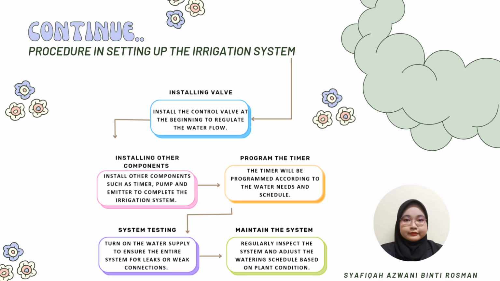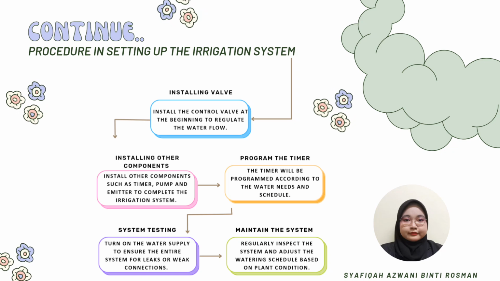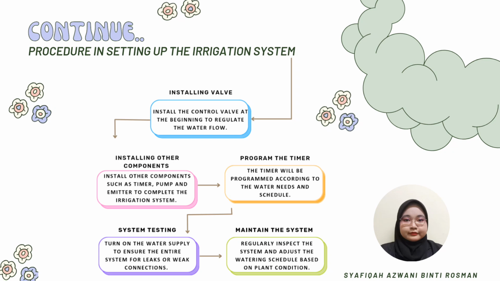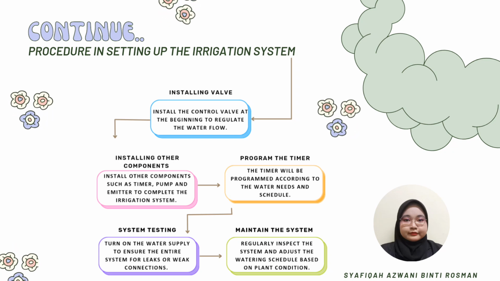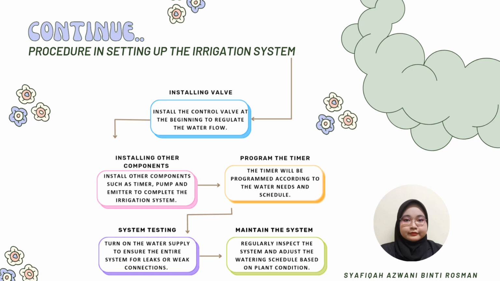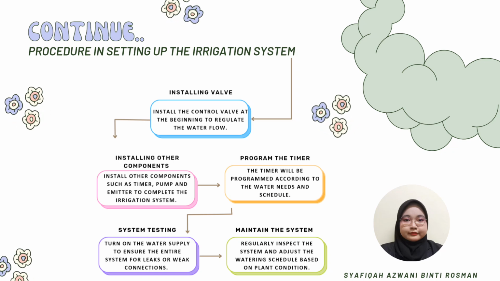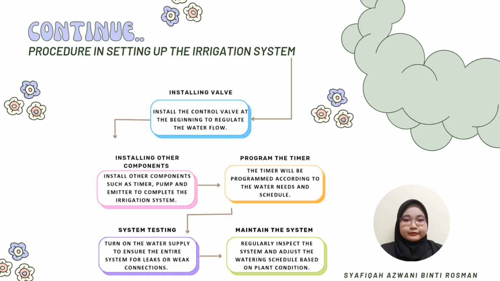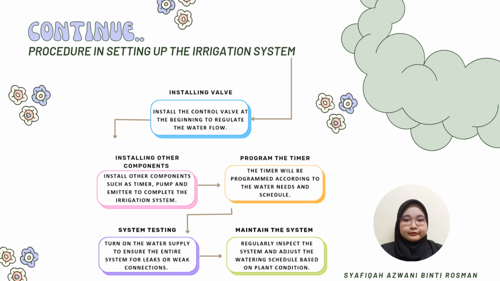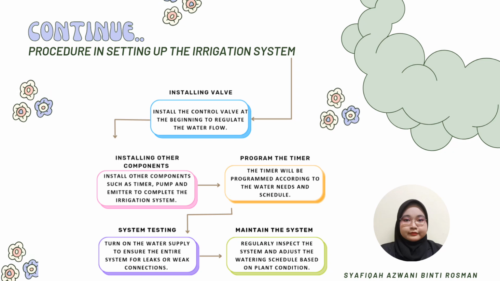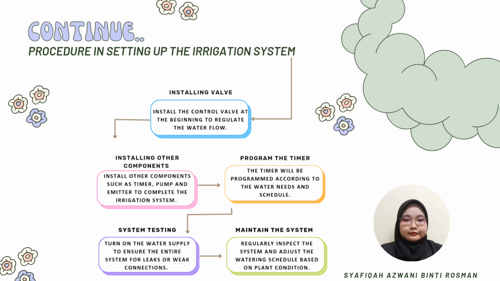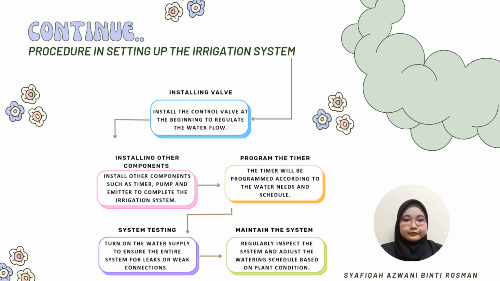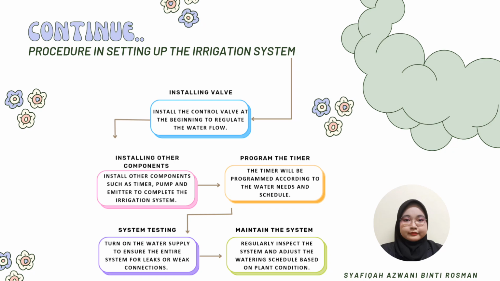Next one, installing valve. Install the control valve at the beginning to regulate the water flow. Next, installing other components. Install other components such as timer, pump and emitter to complete the irrigation system. After that, program the timer. The timer will be programmed according to the water need and schedule. Next, system testing. Turn on the water supply to check the entire system for leaks or weak connections. Lastly, maintain the system. Regularly inspect the system and adjust the water schedule based on plant condition.